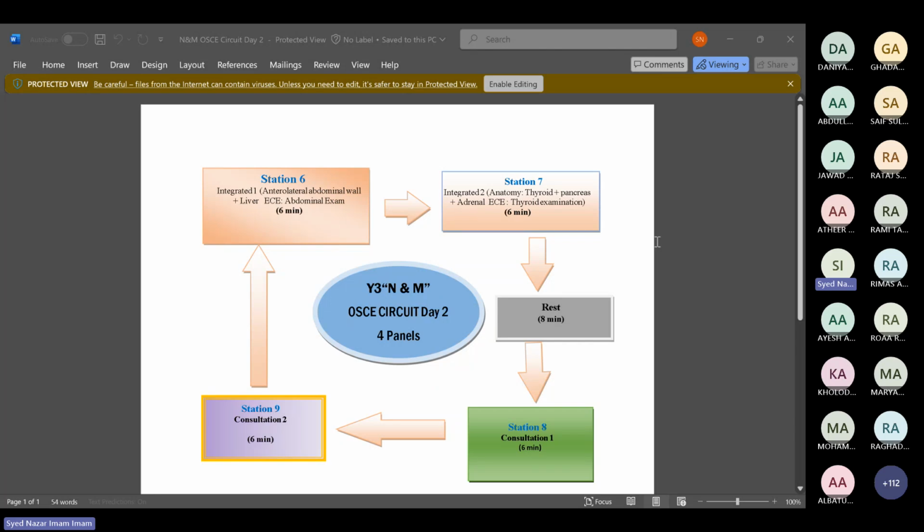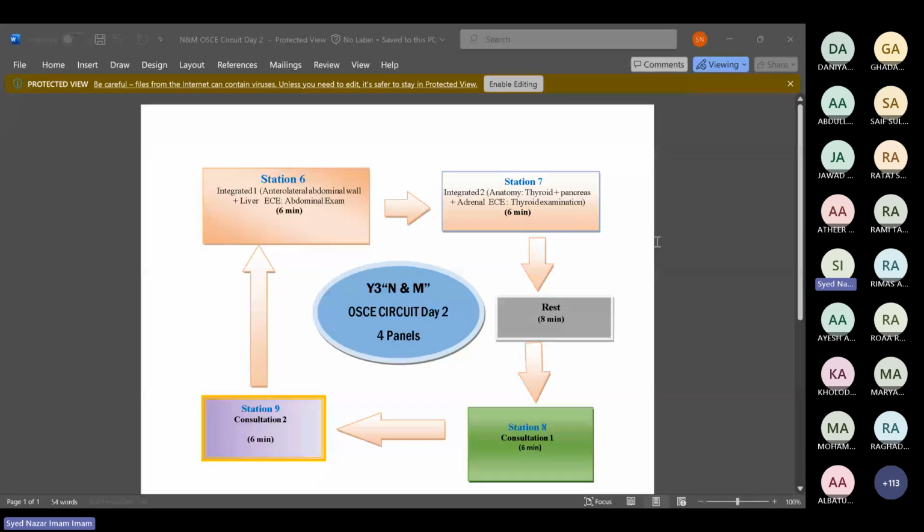And apart from that, you'll have the liver. They'll give you the model or the picture. In that, you have to identify the different lobes, their peritoneum, their relations, and there might be some follow-up questions. So just remember that.